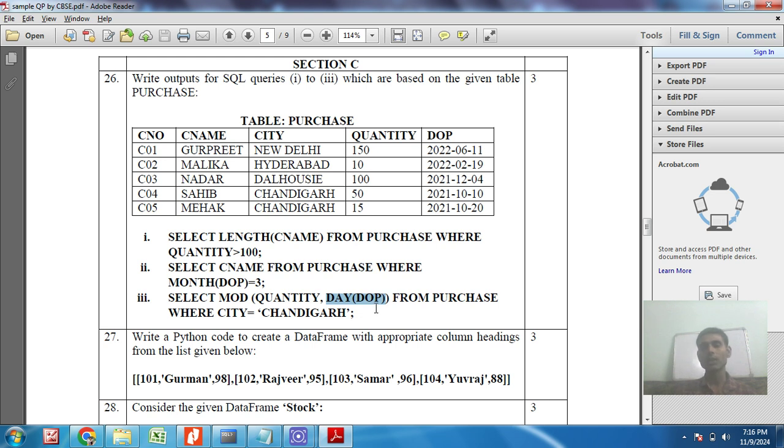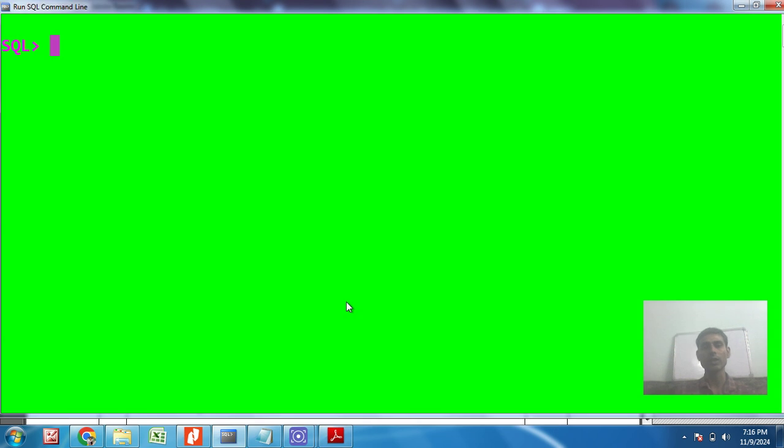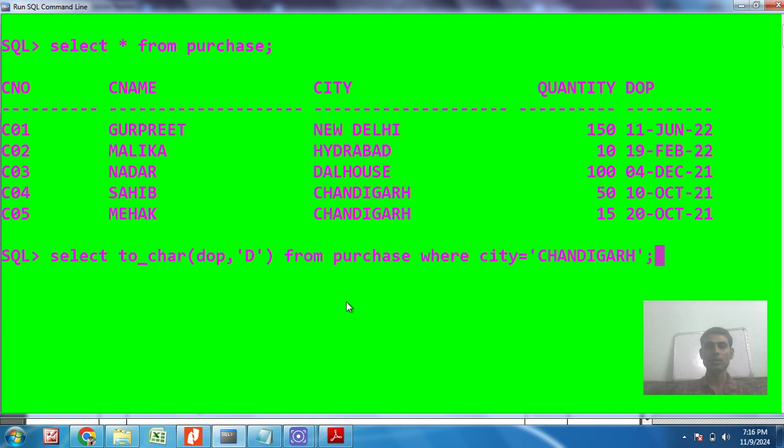So accordingly it will give me numbers. Okay, so it is giving me numbers. First find the day, then we will go for the mod function. To write the day function in SQL, we will write like this. Select star from purchase, this is my select.